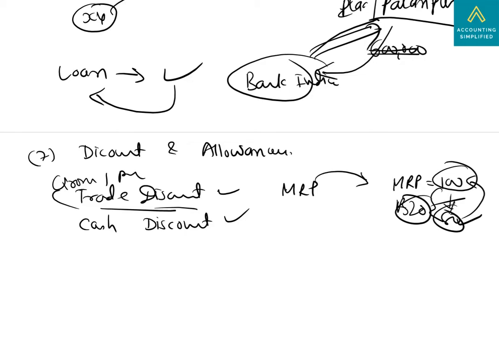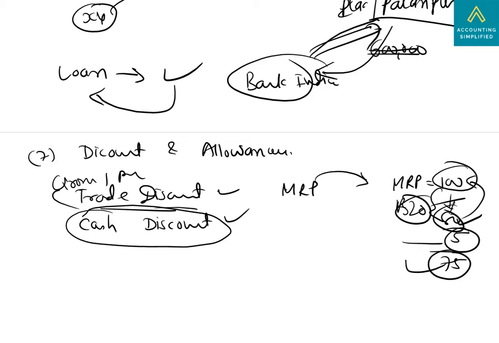Okay, understood. Now what is cash discount? If you make a fast payment or spot payment, you get an extra discount. So 80, now 5 rupees more discount means if you give 75 rupees, 5 rupees will be less. It means that you need to pay 75 rupees on the spot and then you are getting 5 rupees off. This is nothing but cash discount.